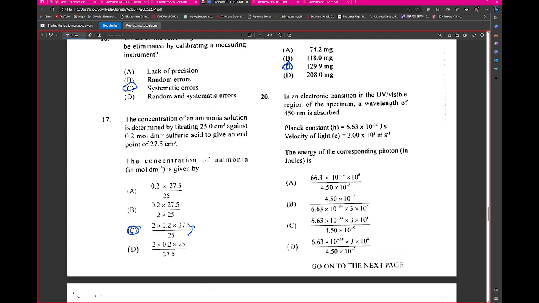In an electronic transition in the UV visible region of the spectrum, a wavelength is absorbed, right? The energy of the corresponding photon in joules would be? Did this already. D, all right. So what's the formula? E is equal to hf. f is equal to... hold on. E equal to hc over wavelength.